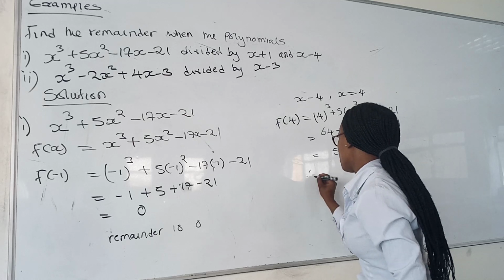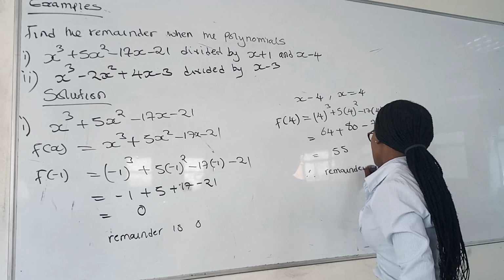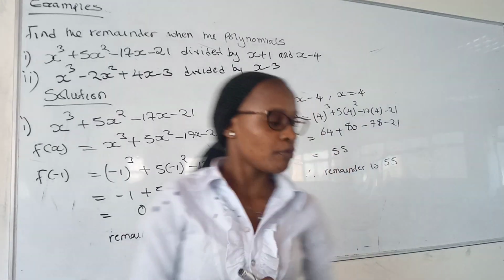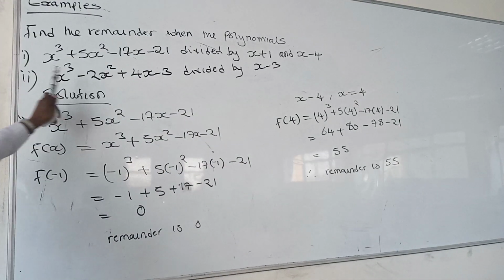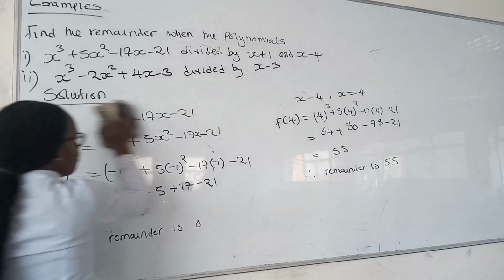So from here we can conclude that the remainder is 55. Perfect. So we're now going to solve the last question which we have, which is this one. So I'll write this part since we've understood the first part.